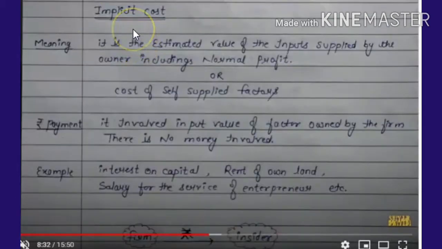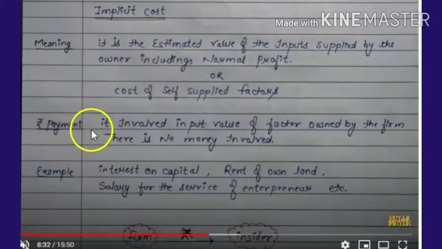So next is implicit cost. Implicit cost means it is the estimated value of input supplied by the owner, including normal profit, or cost of self-supplied factors. As I told you earlier, if a person has his own land or his own machinery, he has to pay no cost for them, because he already has that with him. So he has to pay nothing. The cost or the profit that he is getting from that is known as implicit cost.